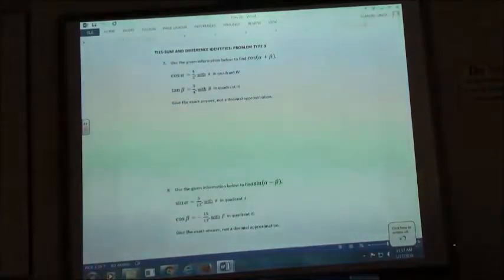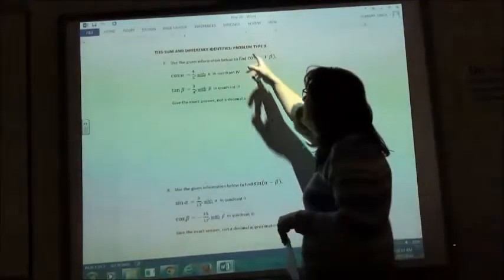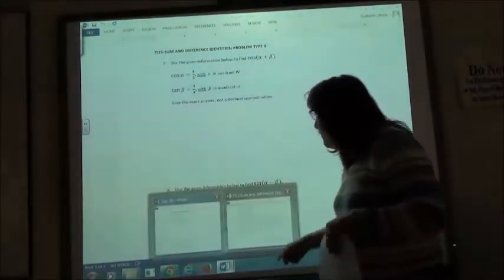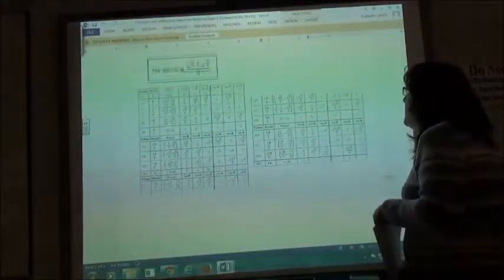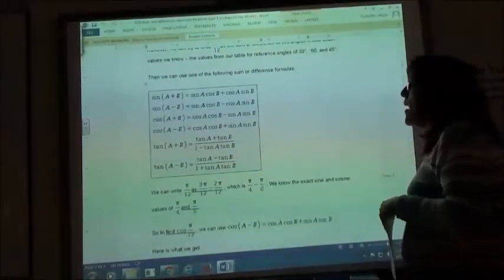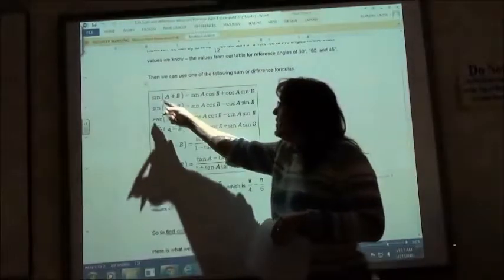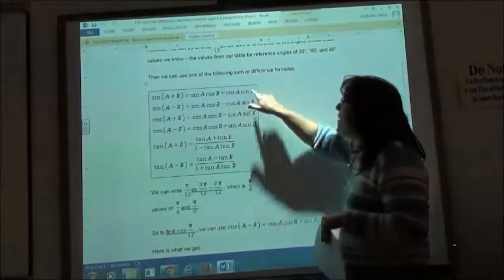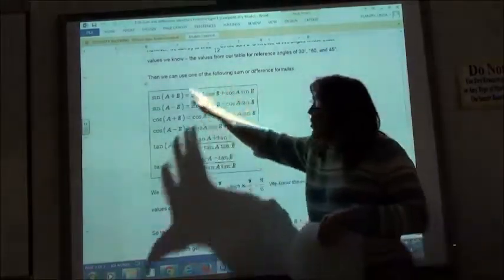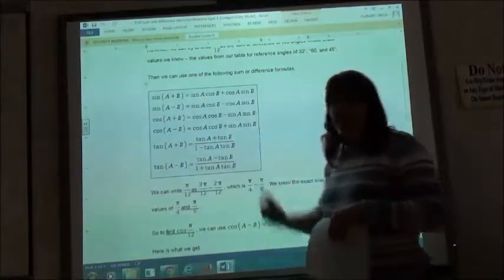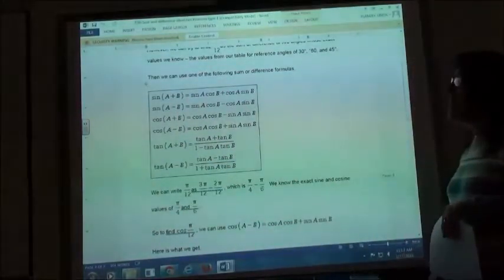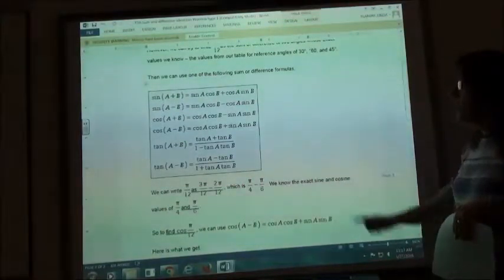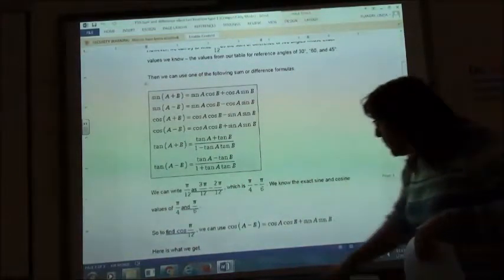Alright, so 7, 8, 9, again we're doing the sum and difference identities. This is problem type 3. Sum and difference identities, again, are right here. For example, if I have the sine of a plus b, I have the sine of a cosine of b plus cosine of a sine of b. You're going to want to keep that handy while you do these problems. I'm going to write them on my paper so I don't have to flip back and forth, but you want to have that list handy as we work out these problems.